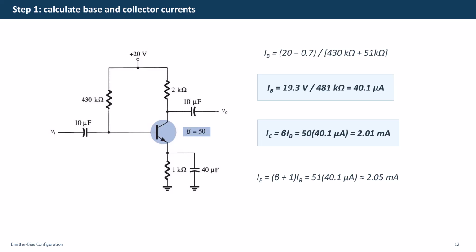Collector current is beta times base current, giving approximately 2.01 milliamperes. The exact emitter current is beta plus 1 times base current, giving about 2.05 milliamperes. We will retain this distinction for the emitter voltage calculation, while the simplified output equation may use IE approximately equal to IC.